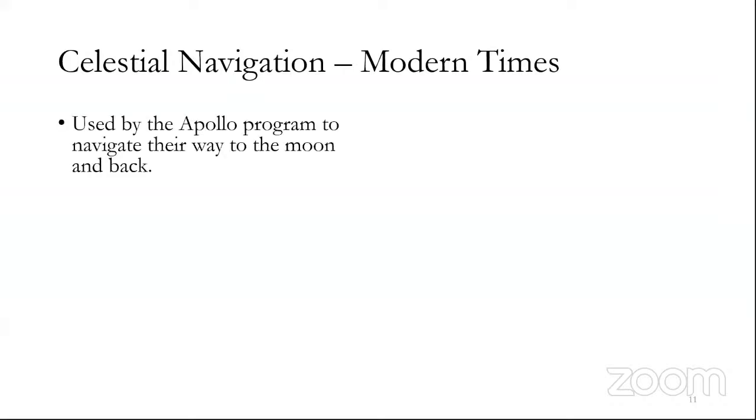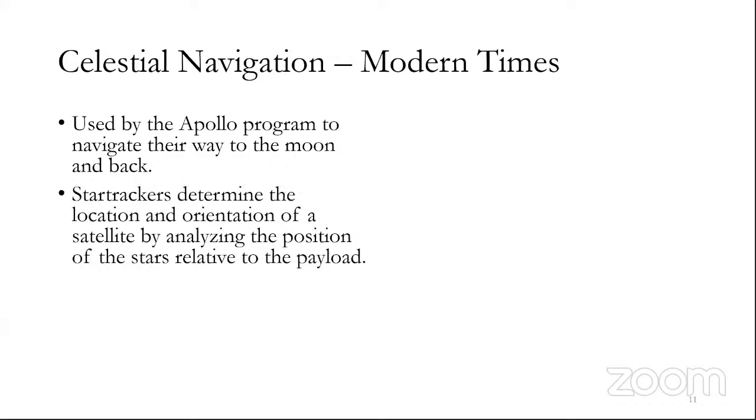Something to mention here is that even though we mentioned these issues, celestial navigation is still used in modern times. For example, it was used by the Apollo astronauts to navigate their way to the moon and back. And satellites nowadays have a component called a star tracker, which helps the satellite orient itself as well as determine its location. The way it works essentially is that a star tracker is a camera that takes a picture of the sky, and then software compares the stars observed within the image with a catalog of known stars, and therefore helps the satellite orient itself.